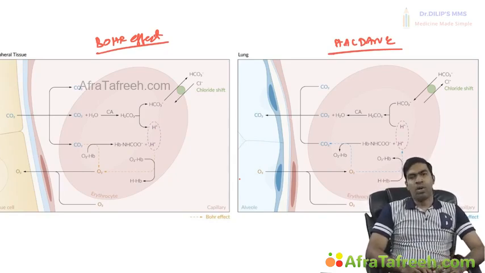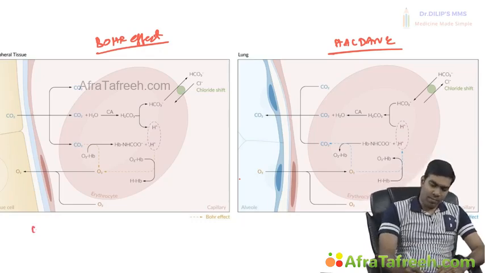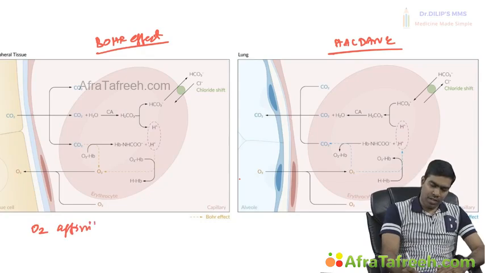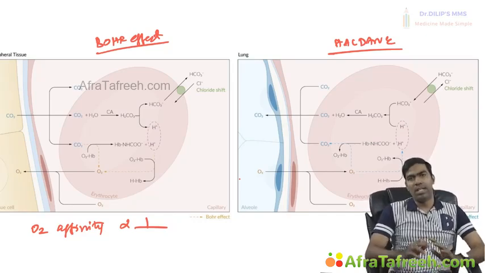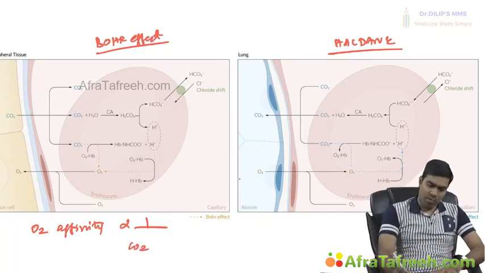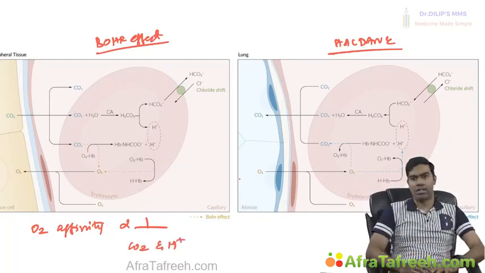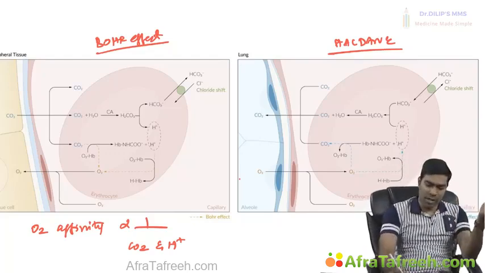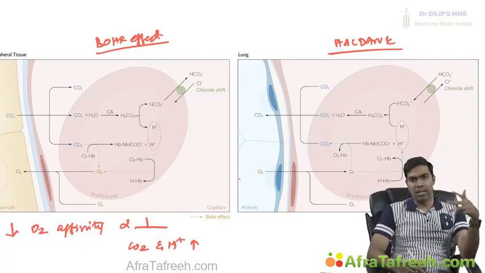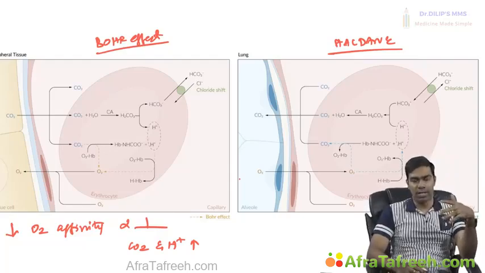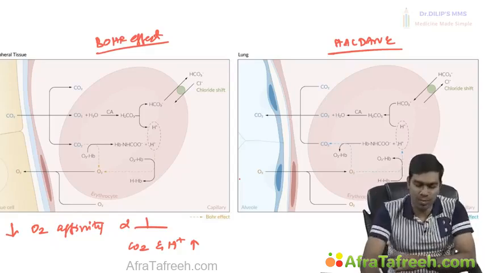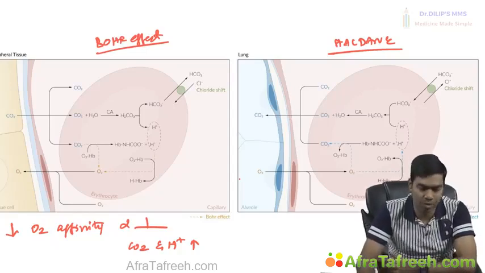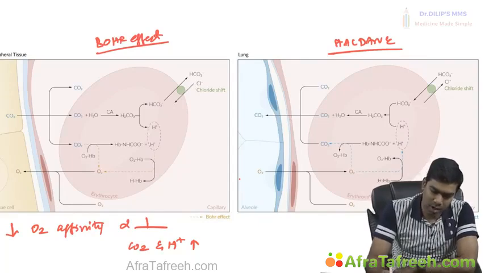So what is the principle of the Bohr effect? The principle of the Bohr effect is that the oxygen affinity of the hemoglobin is inversely proportional to the amount of carbon dioxide and the amount of hydrogen ions. That is very important. The moment your carbon dioxide or hydrogen ions increase, the hemoglobin's affinity for oxygen will decrease. So the oxygen will be released. That's the idea. This is what we call the Bohr effect, and it typically happens in the peripheral tissues, where the tissues contain a lot of carbon dioxide.